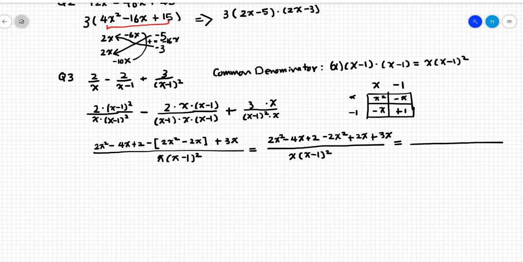Okay. All right. So if you look at the 2x squared and the minus 2x squared, it goes away. And here's a 2x and here's a 3x and here's the minus 4x. So you got 5x minus 4x, you get x. And the only constant term you have is going to be plus 2. And then you get x times (x minus 1) squared. Okay, so that should be the answer.